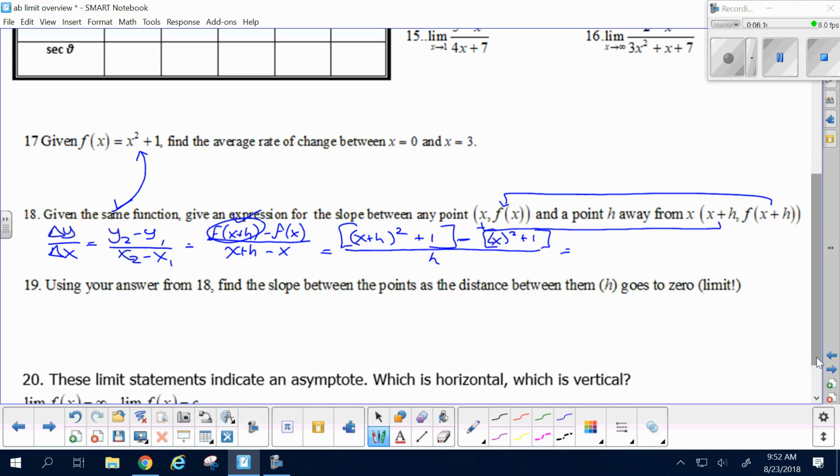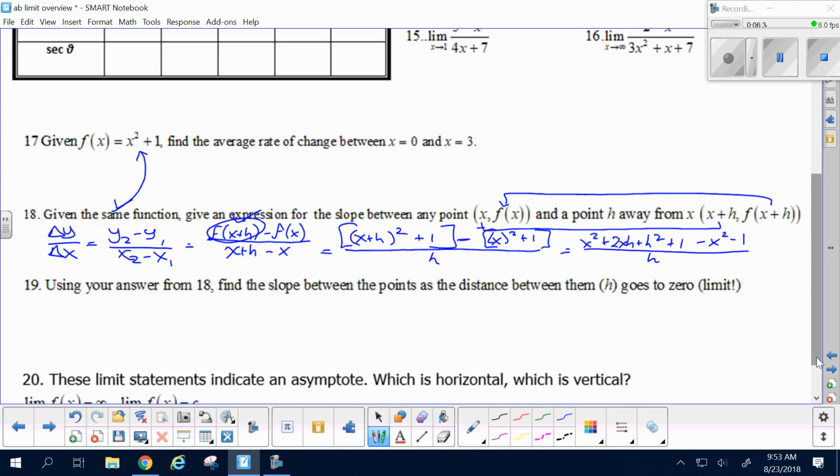What is x plus h squared? Square binomial. When you square that out, what do you get? X squared plus 2xh plus h squared. Excellent skills. Plus 1. And that backside, make sure you distribute the negative. We'd get a negative x squared minus 1, right?